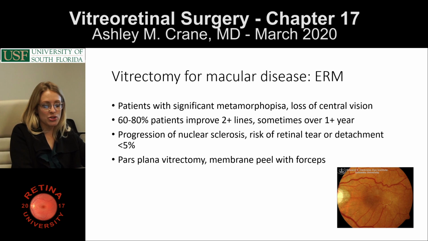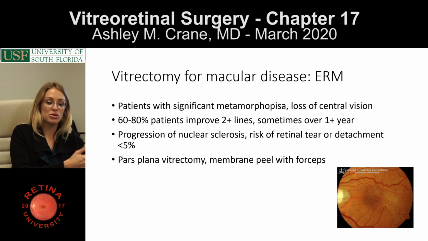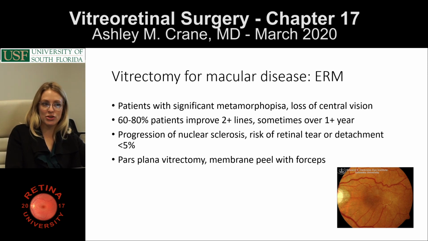There are a couple things you should discuss with them if you were prepping them for surgery. There is always a progression of nuclear sclerosis in pars plana vitrectomy in adults, and there is a small risk of retinal tear or detachment. I usually counsel people 2% to 5%; 5% is probably the highest number that I see in the literature. What happens during that surgery is that there's a pars plana vitrectomy in which all those instruments are inserted into the eye, and the vitreous is removed, and then there is a membrane peel performed with forceps.